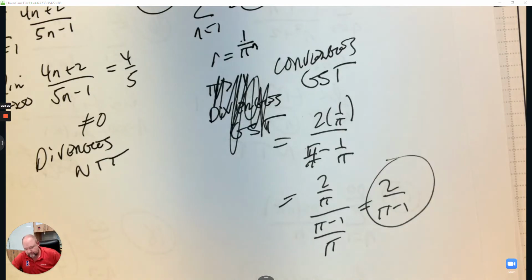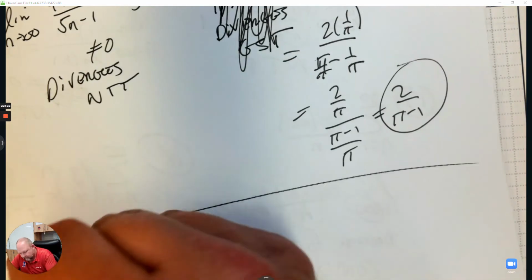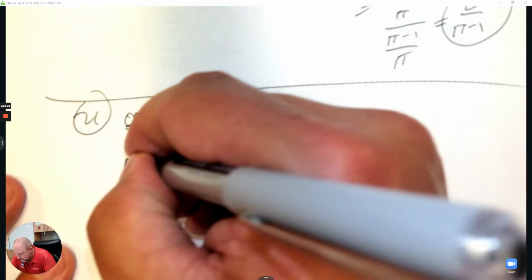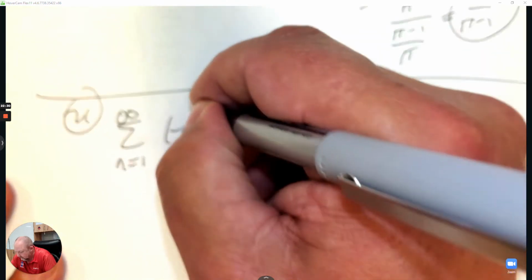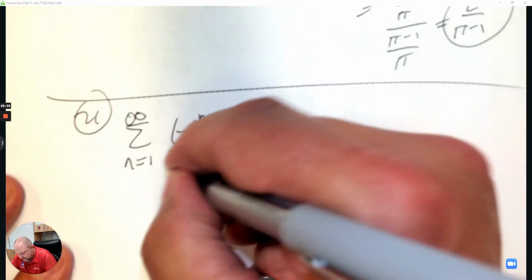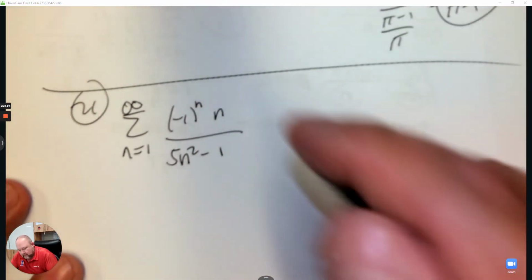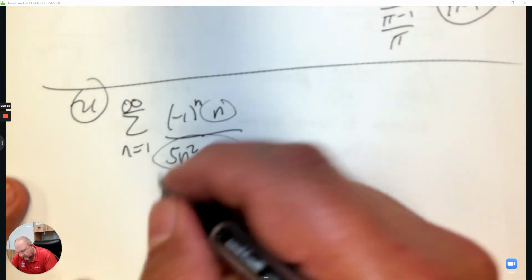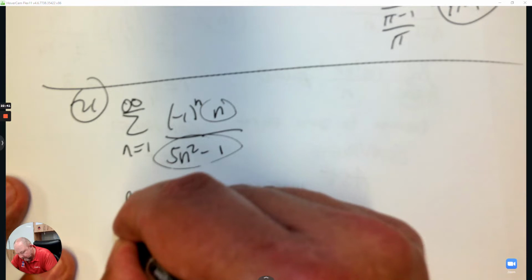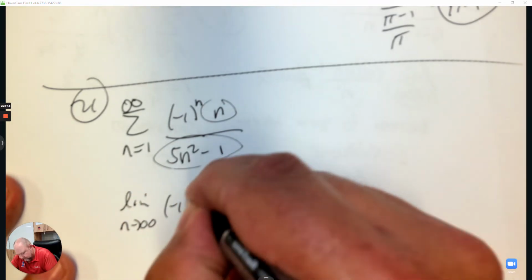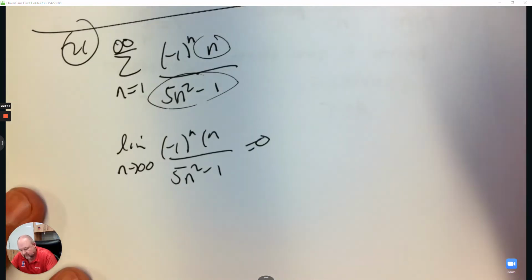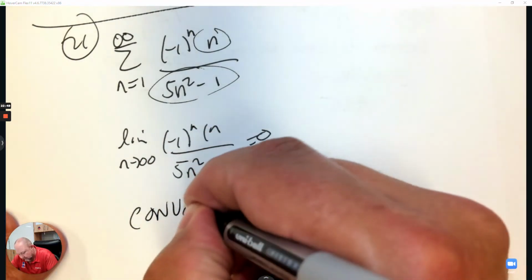21. This is alternating. Notice the bottom is more powerful than the top. So the limit of that is going to 0. And it decreases, so this converges.